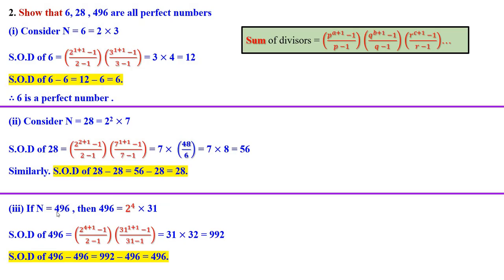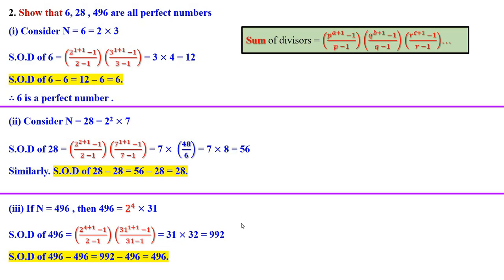Then the next one, if n is 496, that is rewritten as a product of prime powers. That must be written first, only then can the sum of divisors formula be used. So using that formula, this is what we get: 992 minus 496 gives 496, and therefore again by the definition we have n, namely 496, to be a perfect number.